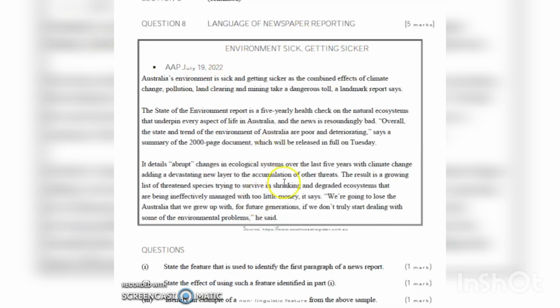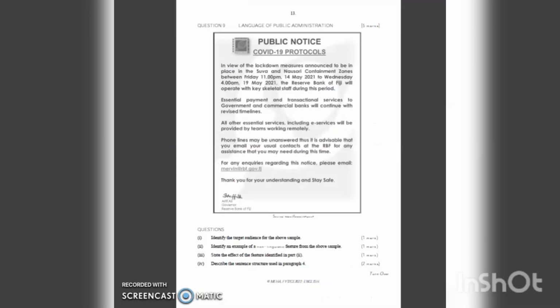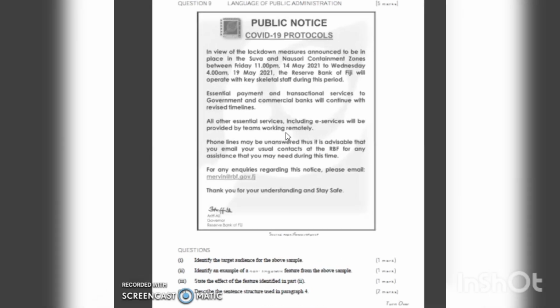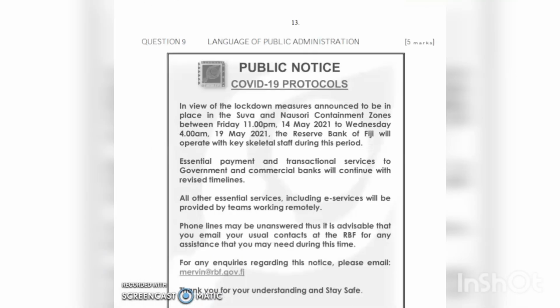Okay, let's move on to our last question, question 9. So question 9 is language of public administration. So approaching, you only stick to what you know. You are to know all, but really focus on the 2 that you are comfortable in answering. Okay, language of public administration.